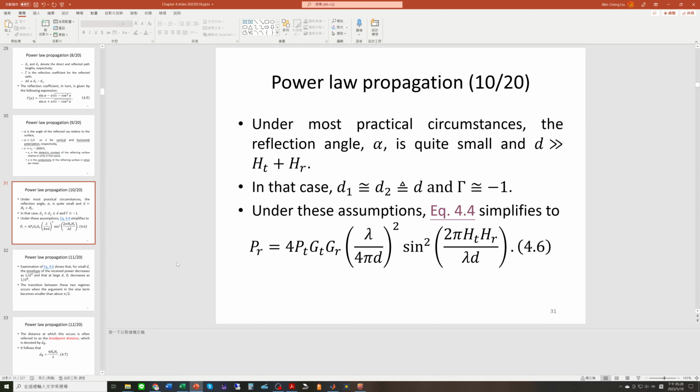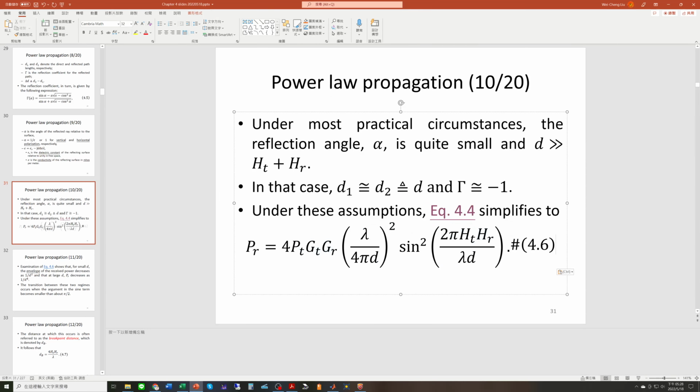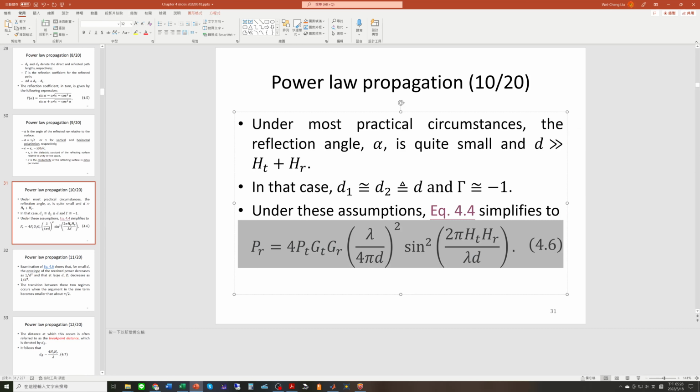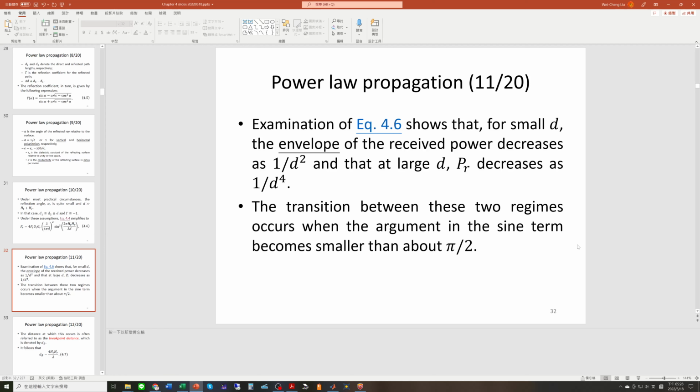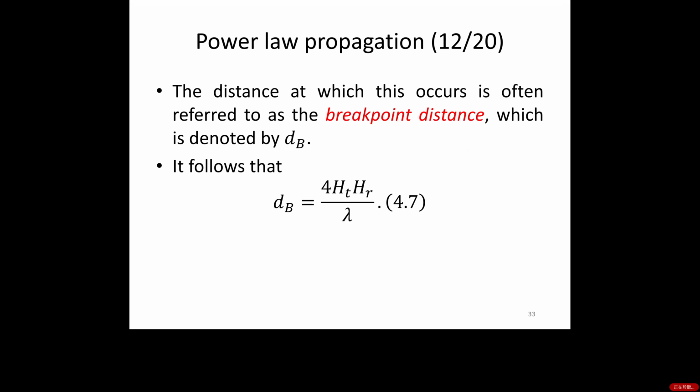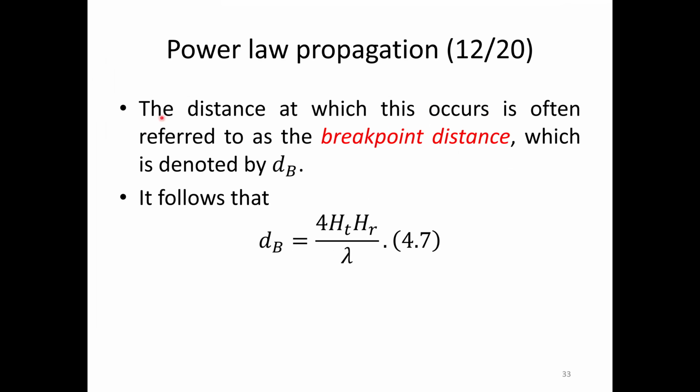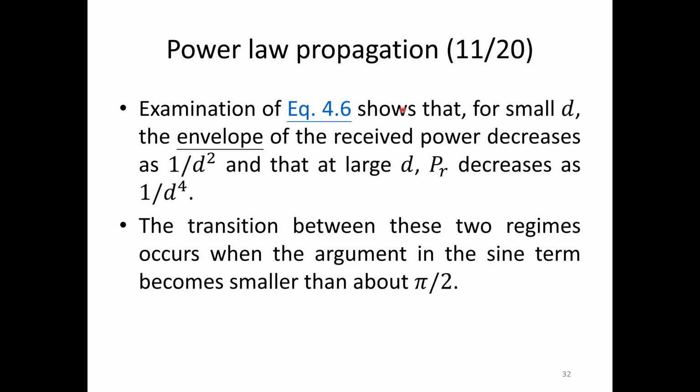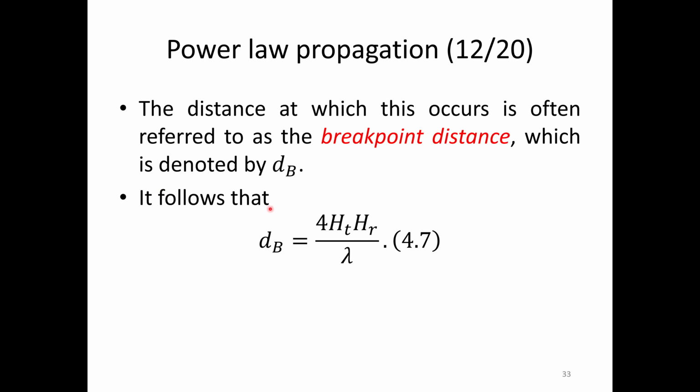Let us go back to the slides. The position of this equation number is in the wrong place. The distance at which this occurs is often referred to as the breakpoint distance, which is denoted by dB. What occurs? That is the transition between these two regions, this region and this region. It follows that dB is equal to 4 HTHR over lambda.